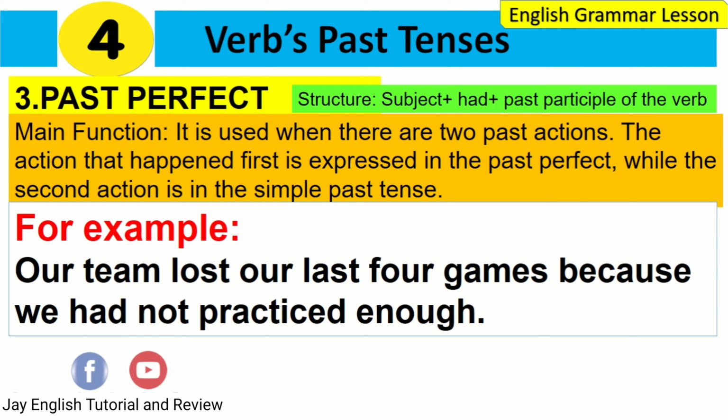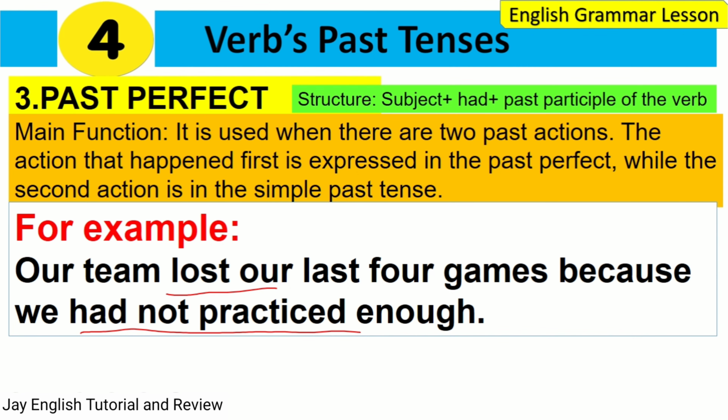Let's find first the two past actions. The first one is lost and the other one is had not practiced. Okay? And since we have here had not practiced, this indicates that the first past action that happened is had not practiced. So this will be our first action, and our team lost. Lost is our second action here.